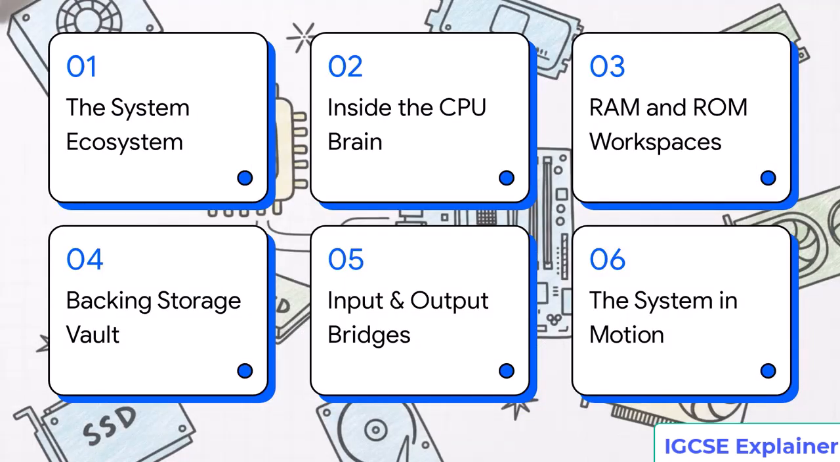Here's the blueprint for our anatomical journey today. First, the system ecosystem. Second, inside the CPU brain. Third, RAM and ROM workspaces. Fourth, the backing storage vault. Fifth, input and output bridges. And finally, number 6, the system in motion.